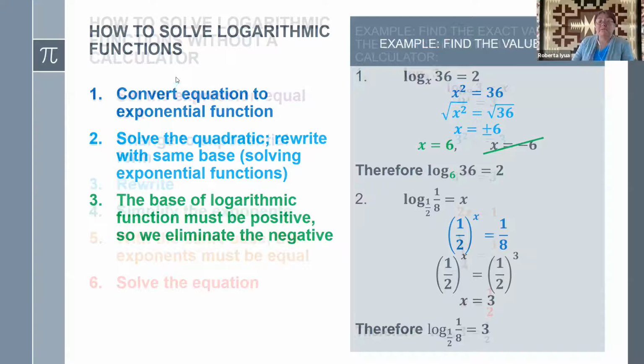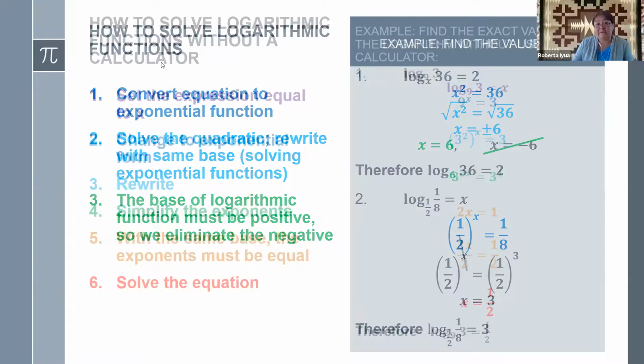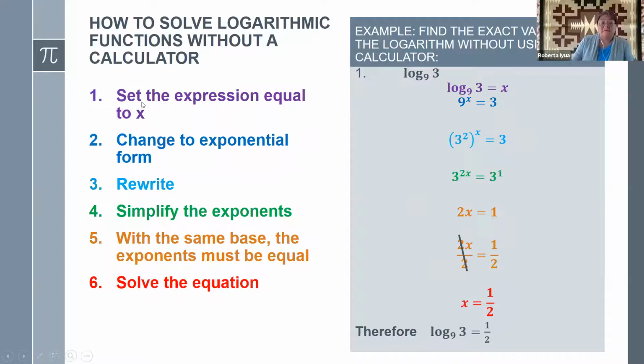Now, this is how you solve logarithmic functions without a calculator. You set the expression equal to x, and then you change to exponential form. You rewrite and simplify your exponents with the same base, the exponents must be equal, and then you solve your equation. So my example is log base 9 of 3. I set that equal to x.